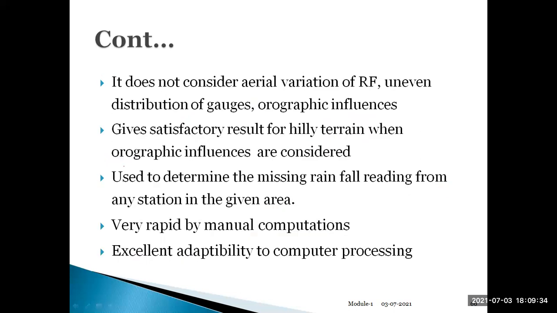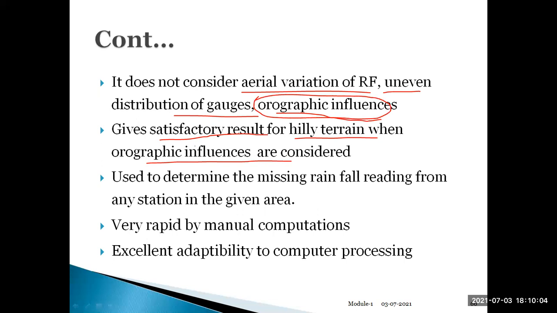What are the limitations or drawbacks of this arithmetic average method? It doesn't consider the areal variation, it doesn't consider the uneven distribution of gauges, and it doesn't consider orographic influences. But it gives a satisfactory result for hilly terrain. When orographic influences are considered, it will give good results in the case of hilly areas. And this method is also used to determine missing rainfall values.